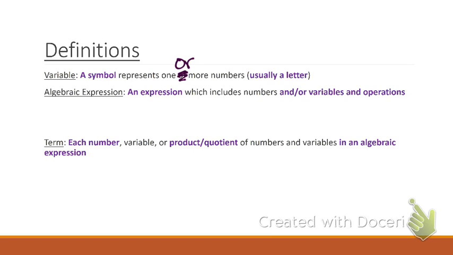It could be a smiley face, it could be a heart. I just want you to realize that if you ever took the ACT or the SAT, it could be anything. So, a variable is a symbol. An algebraic expression is an expression which includes numbers and/or variables and operations.